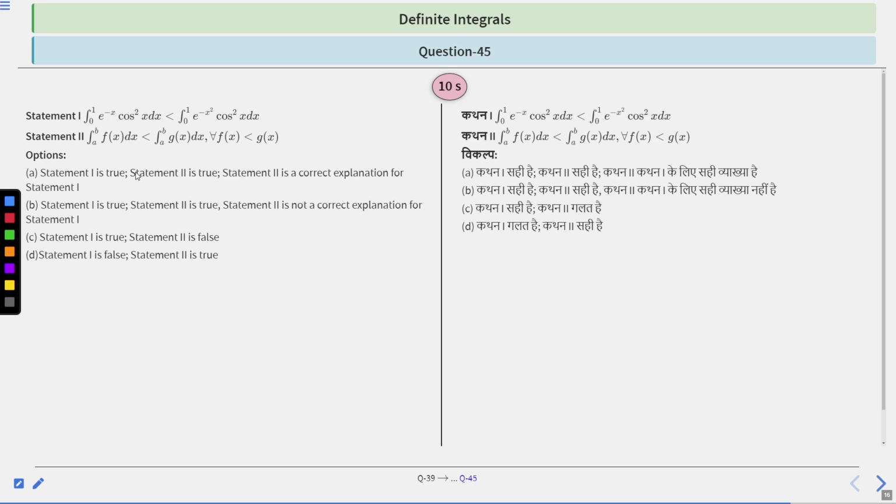Okay, so you can try to approach this question. See, since x is from 0 to 1, x square will be less than x, and minus of x square will be greater than minus x. So e to the power minus x square will be greater than e to the power minus x, right? In this way, you try to approach this question and see whether the two statements are right or not. You have 10 seconds to solve this question. After 10 seconds, we will discuss the solution.